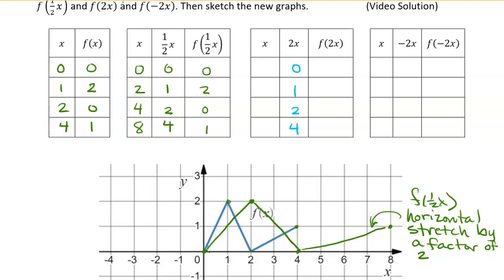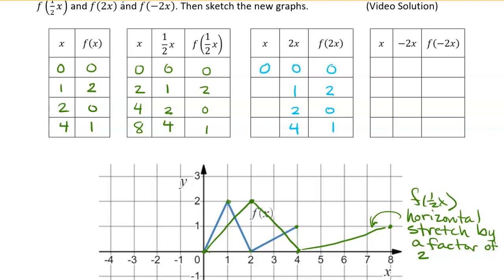And the outputs are going to be the same, 0, 2, 0, 1. Okay. But now we have to think about, if the input to the function is 2x and I want the 2x to be 0, then what is x? So x has to be 0.